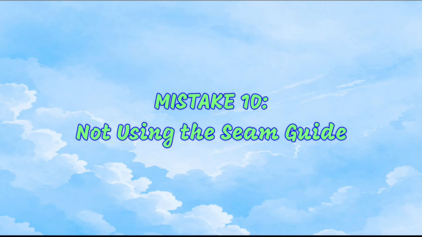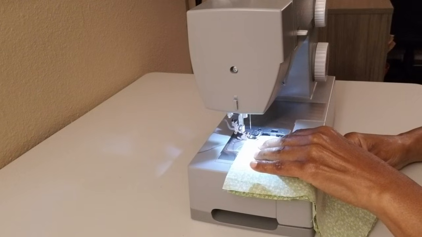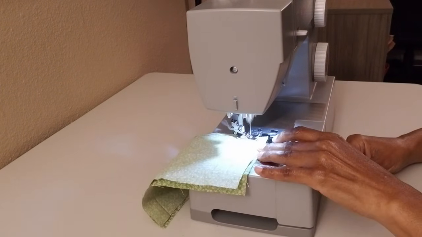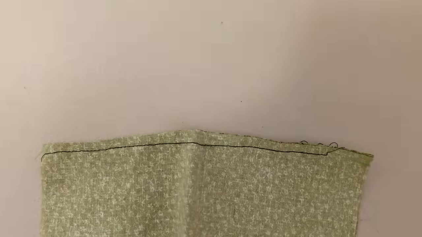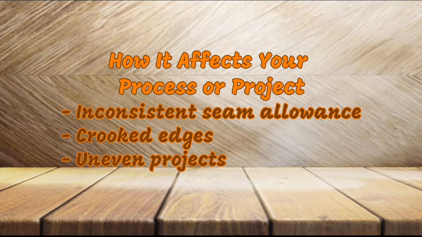Mistake 10. Not using the seam guide. When you follow the needle instead of the guide, your seam allowance changes. The guide keeps stitches straight. How it affects your process or project. Inconsistent seam allowance, crooked edges, uneven projects.